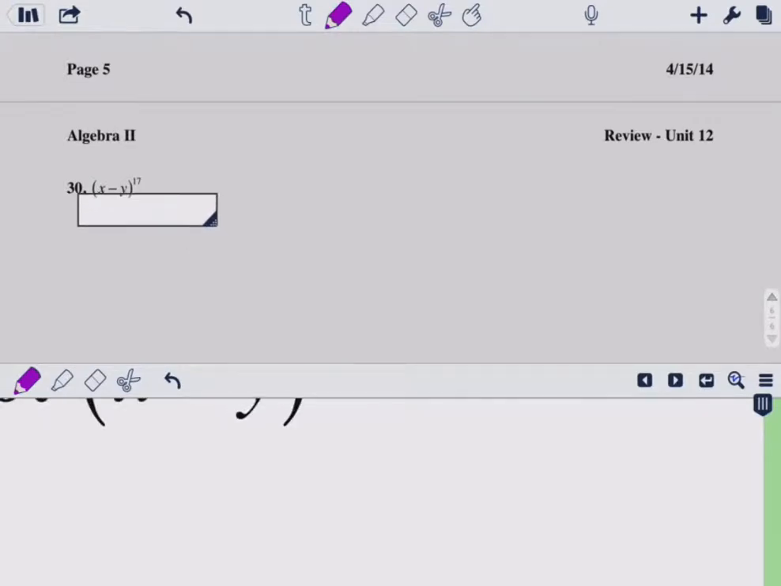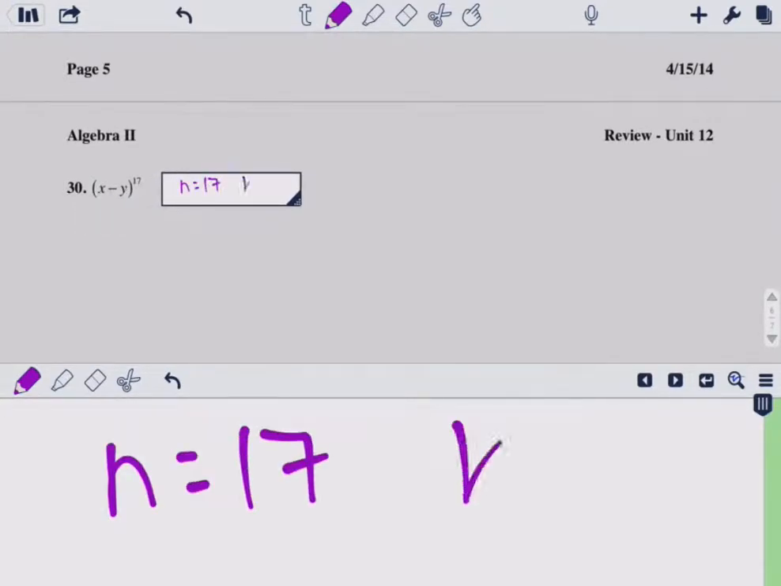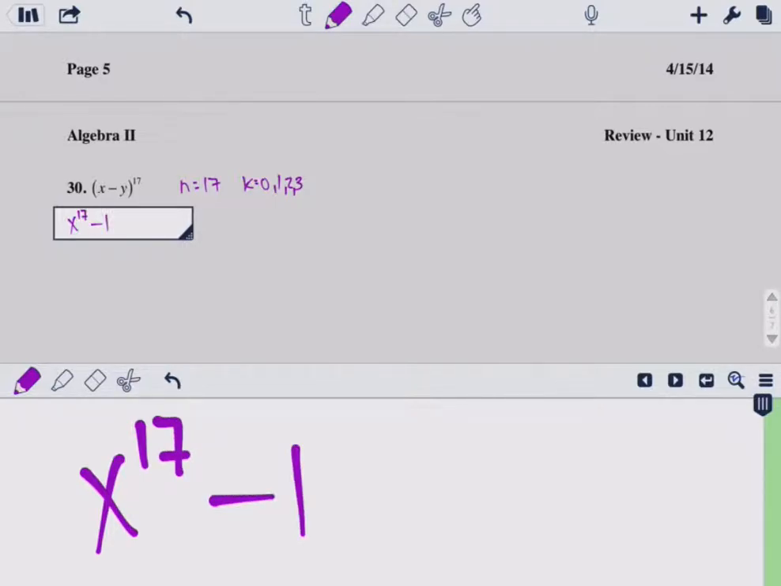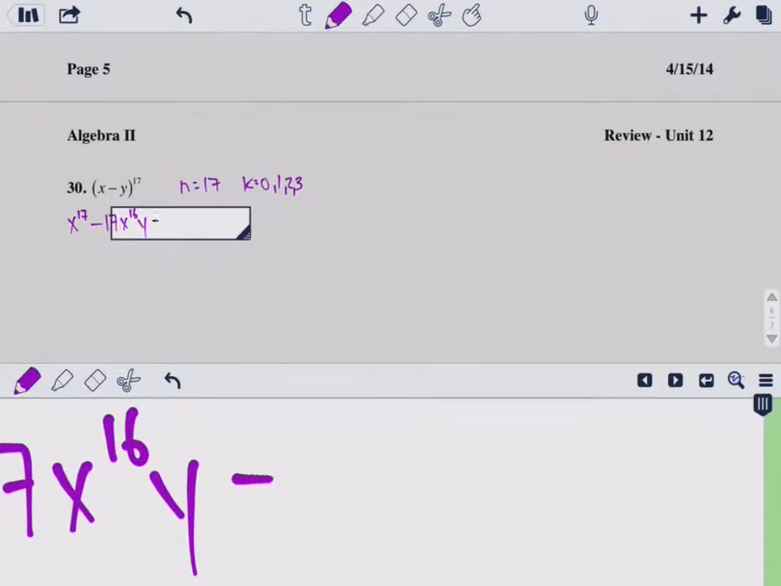Do the same thing here. First four terms. In this case, n is equal to 17. K is equal to 0, 1, 2, and 3. Well, we figured out this works like this now. And it'll alternate: negative 17 x to the 16th y. If you've noticed the pattern, it'll go like that.